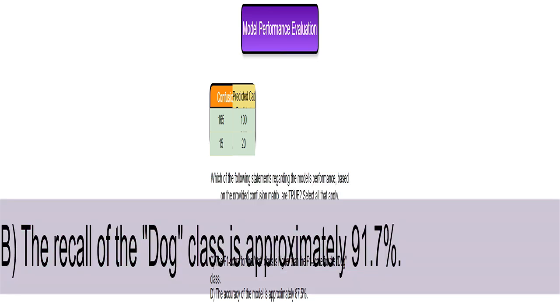The F1 score balances precision and recall. It's calculated as 2 asterisk, precision asterisk recall, precision plus recall. While the statement is incorrect, I recommend you calculate the F1 score for cats and dogs to verify.